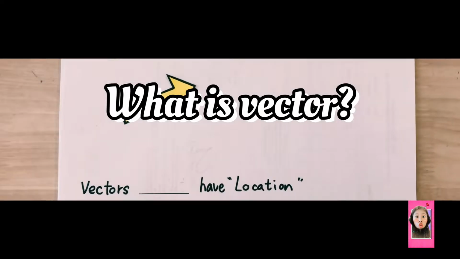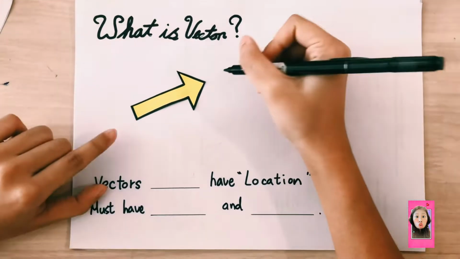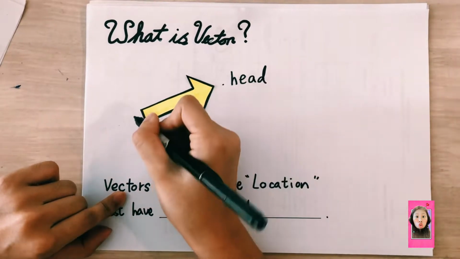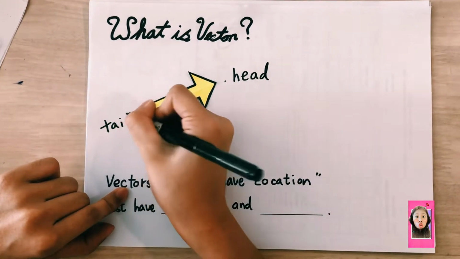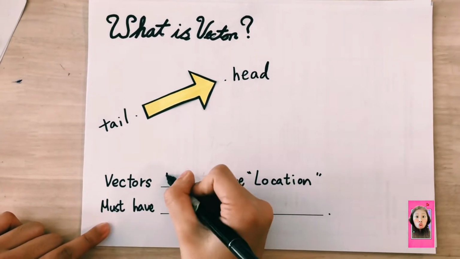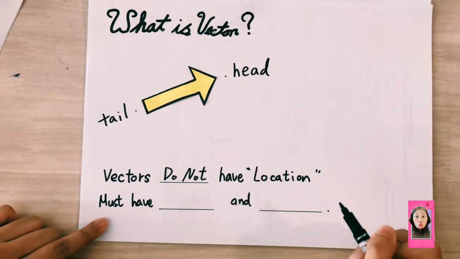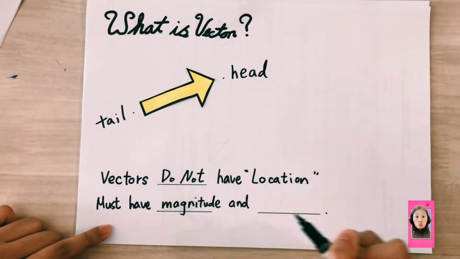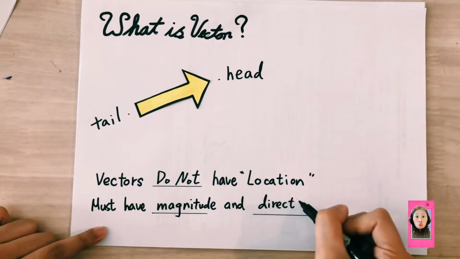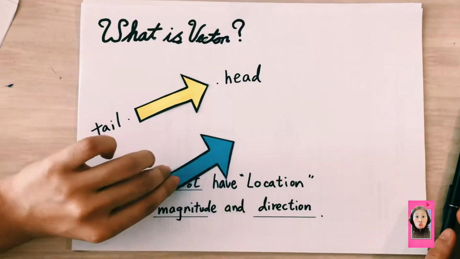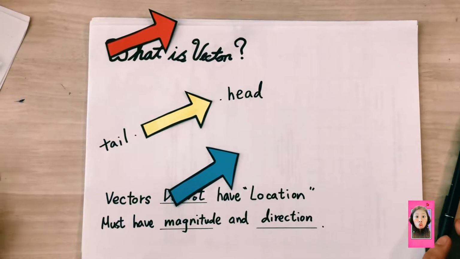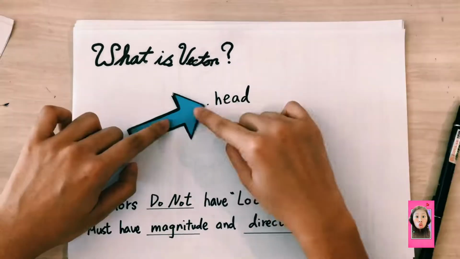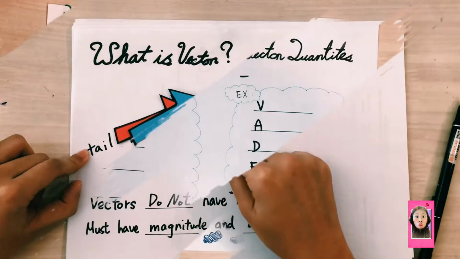Today we're going to talk about what a vector is. Here is a vector, and this is the head, and here is the tail. A vector does not have a location, but must have magnitude and direction. Here is a vector, and here is another vector, but because a vector does not have a location, they are the same. This is its magnitude and its direction.